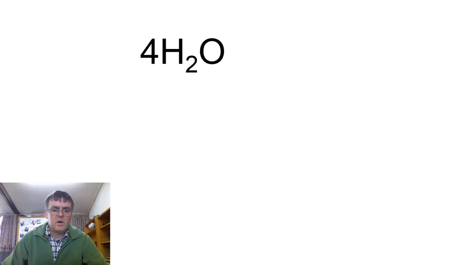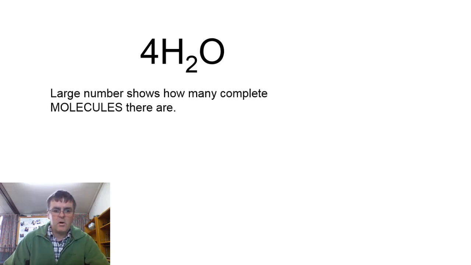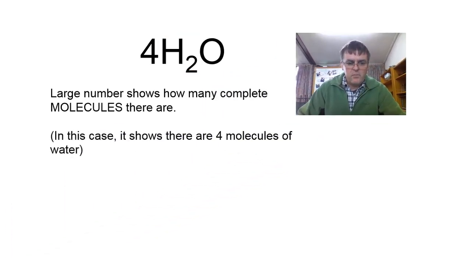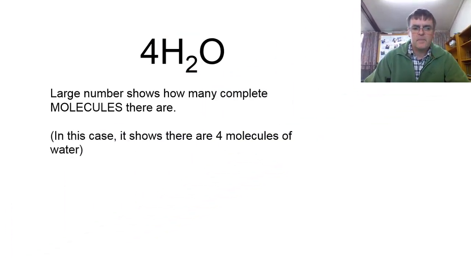Now what's happening here? We've got a big number 4 in front of our water molecule, H2O. The large number shows how many complete molecules there are. It applies to the whole thing after it. That's like 4 lots of that, like me writing H2O out 4 times. So I'd have 4 molecules of water in this case.